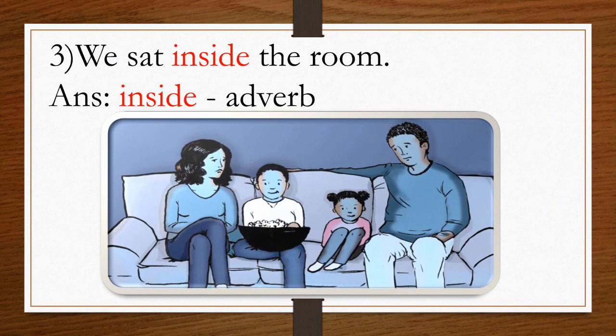The third example is, we sat inside the room. Here, sat is the verb. So, where they sat? Inside. So, inside is the word which is telling us more about the verb. So, inside is an adverb.